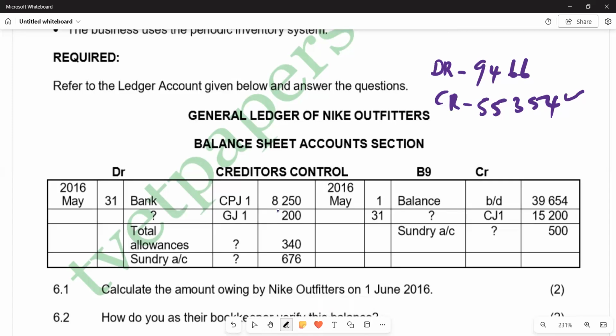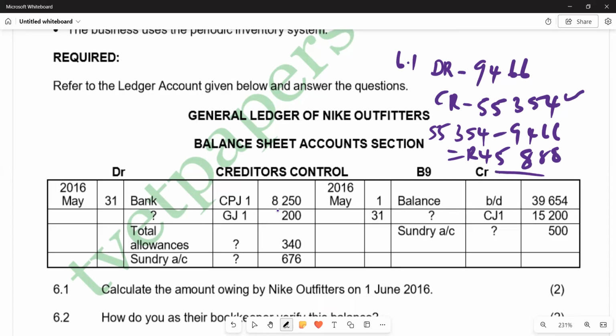So if you say 55,354 minus 9,166, you are going to get your answer, which is going to be 45,888. So this is what we have according to 6.6.1. So this is going to be your balance, which is 45,888. So we can just maybe try to make it more visible. We are saying 45,888. So this is what we have.